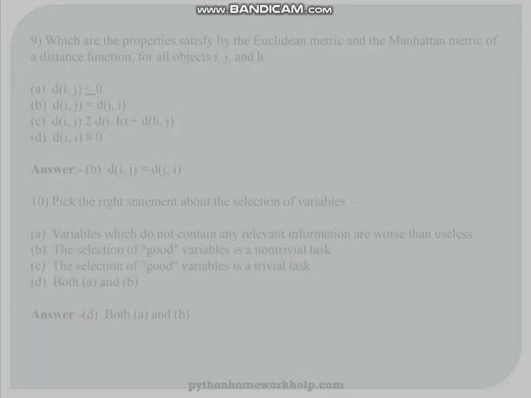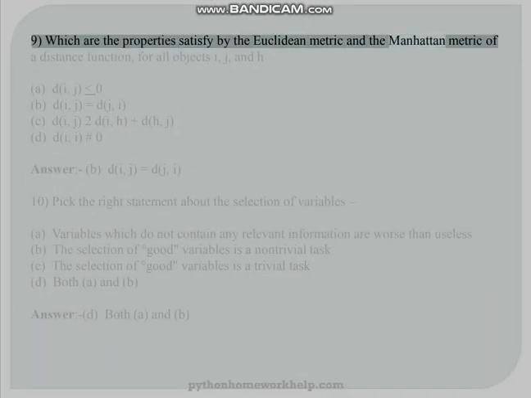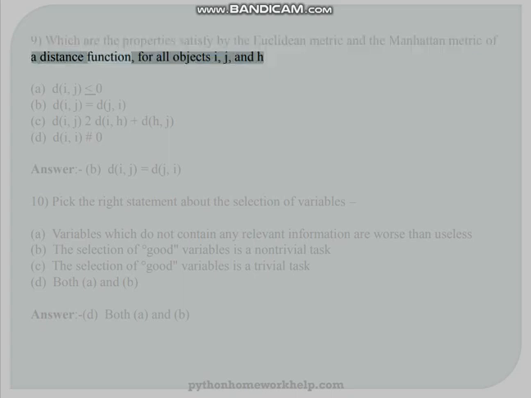9. Which are the properties satisfied by the Euclidean metric and the Manhattan metric of a distance function for all objects i, j, and h? A. d(i,j) > 0. B. d(i,j) = d(j,i). C. d(i,j) ≤ d(i,h) + d(h,j). D. d(i,i) = 0. Answer: B. d(i,j) = d(j,i).